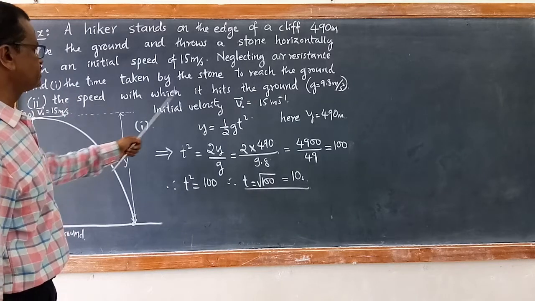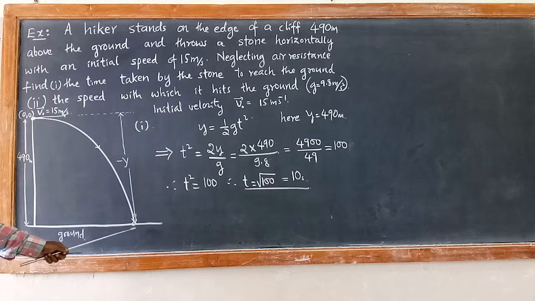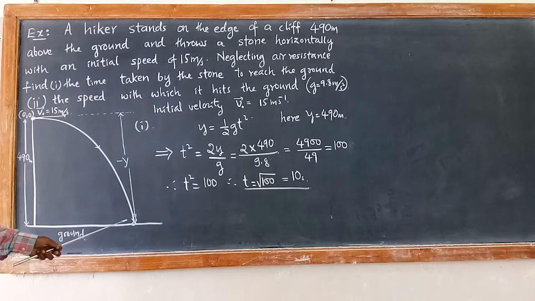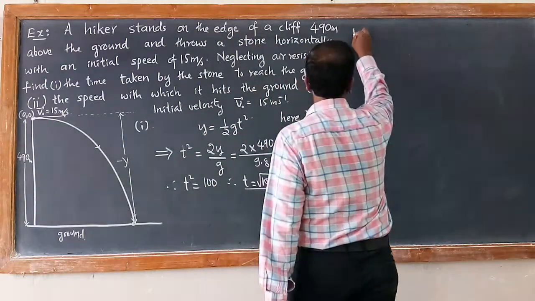Let us see the second part. Find the speed with which it hits the ground. Means you have to calculate the velocity with which it is hitting the ground, and once you calculate the velocity, take the magnitude of that velocity, then that will help to calculate the speed with which it hits the ground. Let us see.